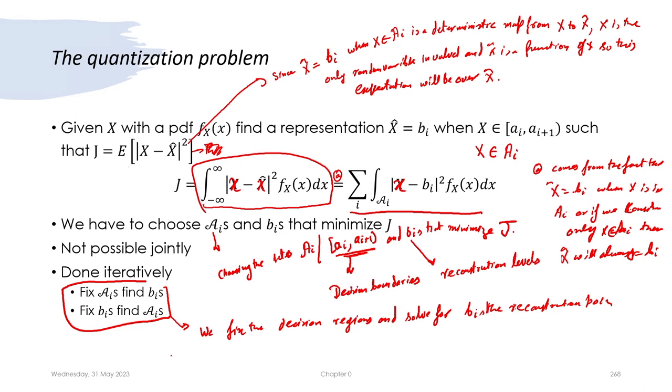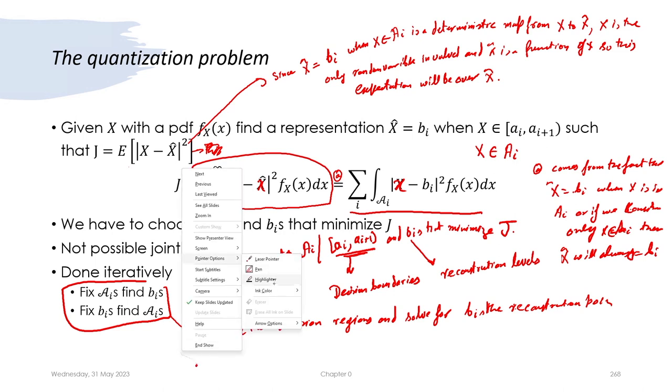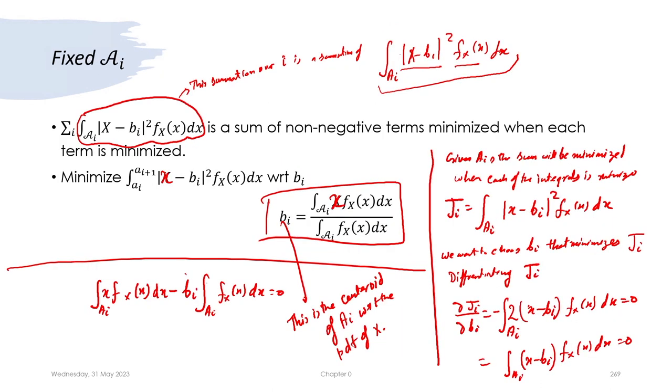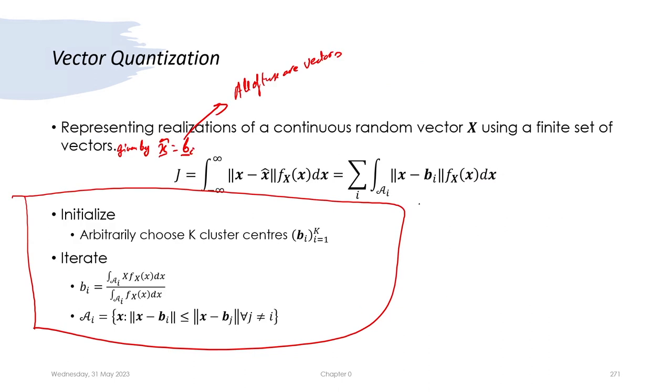So let me use a different color here. The quantizer that solves this problem is called the Lloyd-Max. This is the Lloyd-Max quantizer and this is for the vector quantization.